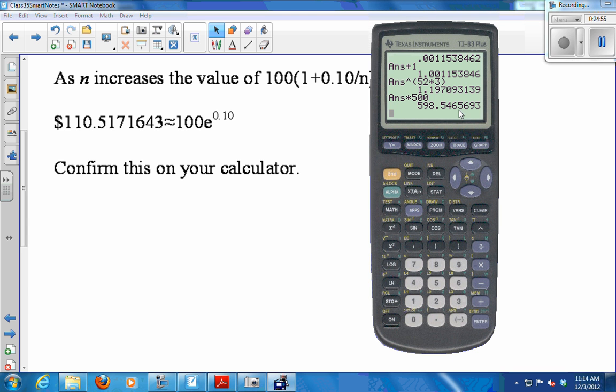So 100. The e button on your graphing calculator is 3 up. It's in the second function. So for e to the x, you hit second, and then the e to the x button, and it automatically asks you what you want to raise it to, because it's so frequently used as the base that it automatically asks you for an exponent. So I put in 0.1, and enter, and I get almost this number that I got when I compounded every second.